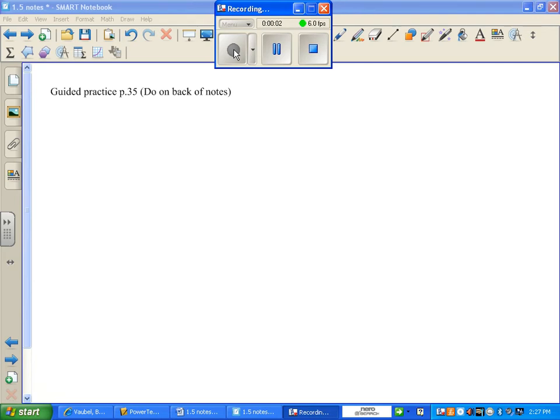Okay, because of time I had to quickly end, and now I'm going to finish section 1.5. We're going to do the guided practice on page 35 and draw some pictures on the back of your note sheet, so flip that over.